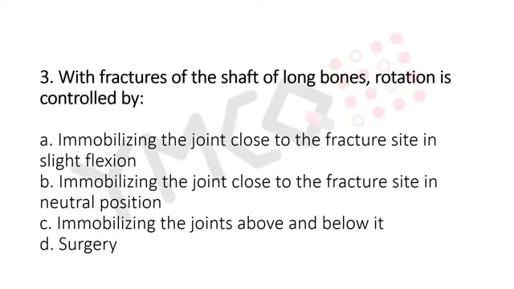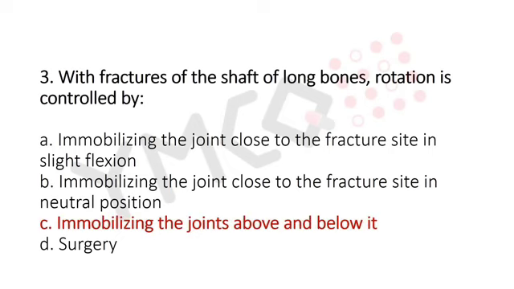With fractures of the shaft of the long bones, rotation is controlled by option A, immobilizing the joint close to the fracture site in slight flexion, option B, immobilizing the joint close to the fracture site in neutral position, option C, immobilizing the joints above and below it, option D, surgery. And the answer is option C, immobilizing joints above and below it. Now let's move to question number 4.